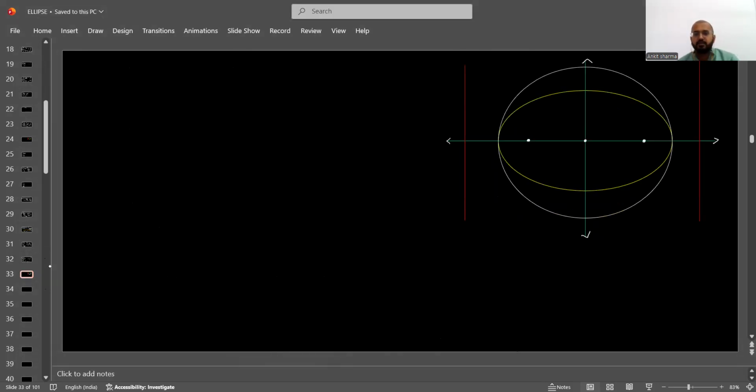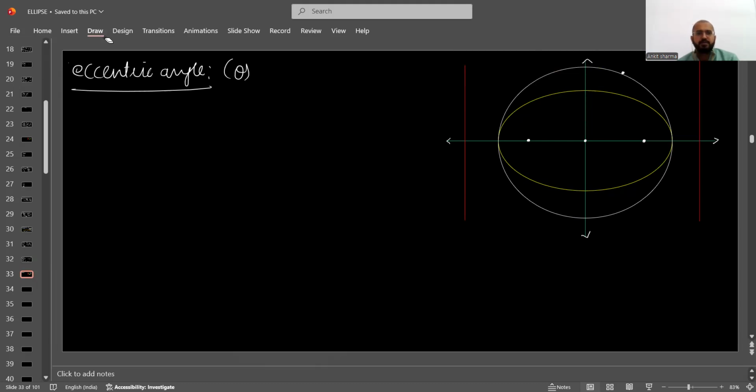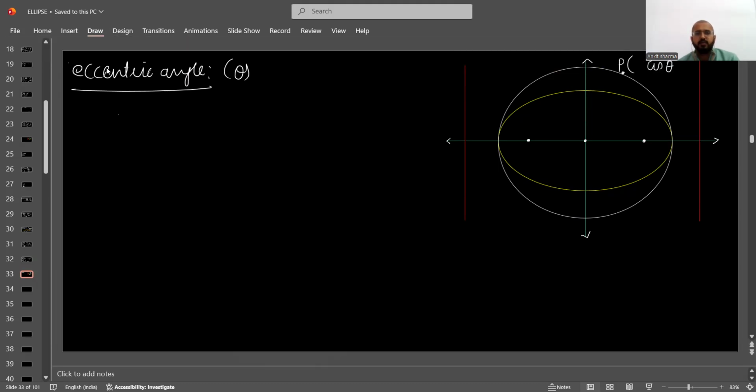Now, just take a look. I'm talking about the eccentric angle first. Say I'm calling it theta. Now let there be a point P. I'll take the parametric form of the circle here. Suppose there is a point P here, with radius basically a, so I can write just a cos theta, comma, a sin theta. This is my point P.